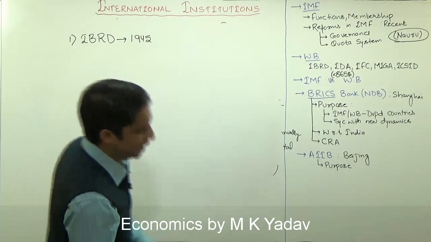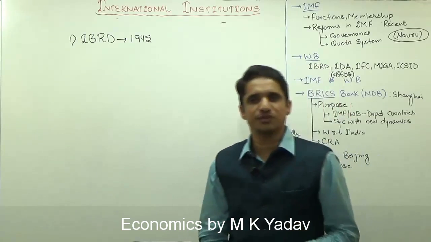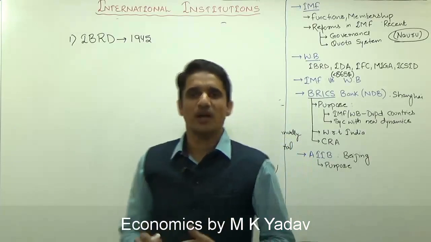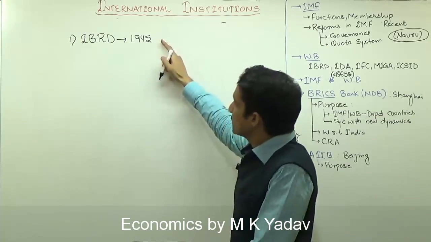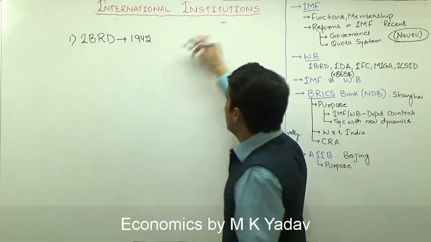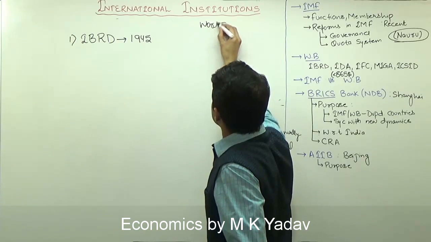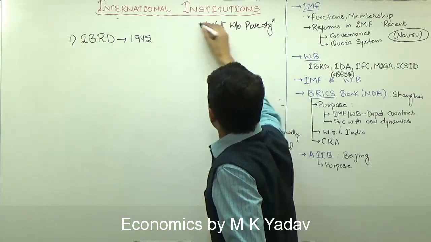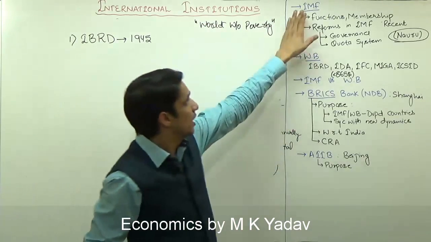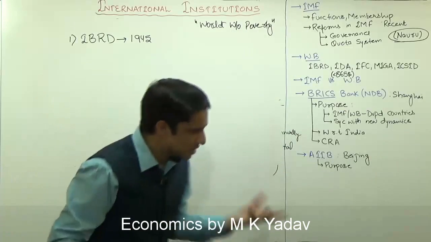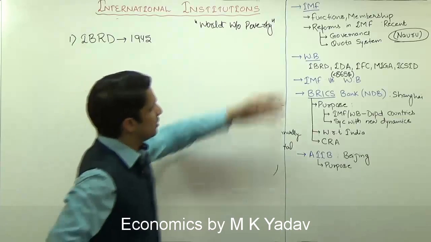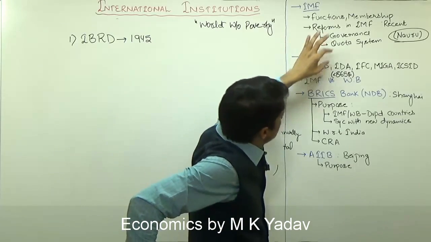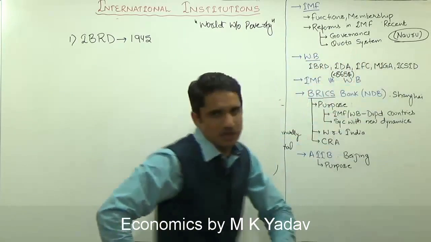IBRD was established in 1945, and the purpose of setting up IBRD was the development of war-ravaged countries, which was required at that time. And World Bank's tagline is World Without Poverty. So World Bank wants to remove poverty from the world, just like IMF is a multilateral institution for BOP crisis. According to the functions of World Bank, they have set up 5 different institutions.